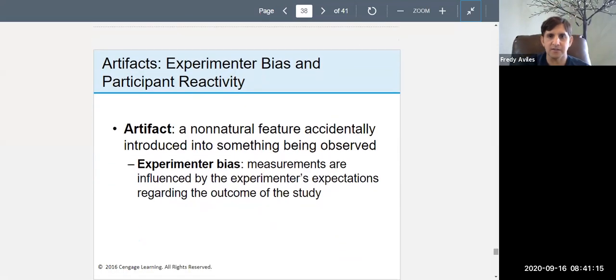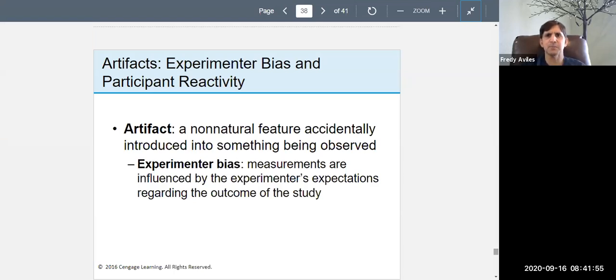You can also have artifacts. Artifacts, like things that basically kind of mess up the study. Artifacts can include things like experimenter bias, participant reactivity. So artifacts are extra things that kind of mess up your study. Okay, an artifact, a non-natural feature accidentally introduced into something being observed. It doesn't have to be an observation, but an artifact is just something extra that affected the study, that became a part of the study, that was accidentally introduced. Okay, you didn't mean for it to happen, but it did. It's a non-natural feature of the study. In other words, it's something that shouldn't be a part of the study.